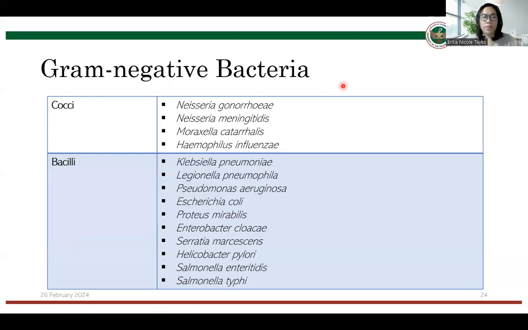Now for your gram-negative bacteria, we have for the cocci group, we have your Neisseria gonorrhoeae, the causative agent of gonorrhea, Neisseria meningitidis, Moraxella, Haemophilus influenzae. And then many of your bacteria that we have in the lab that are bacilli are actually gram-negative. So the common that we know are E. coli, Pseudomonas aeruginosa, Salmonella enterica, etc. Okay?